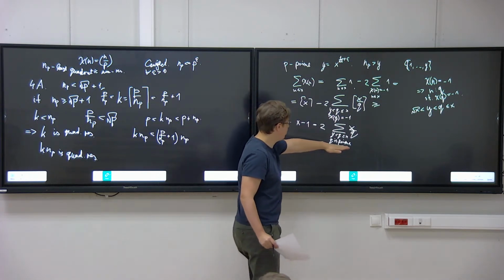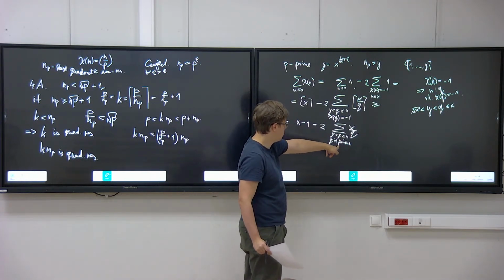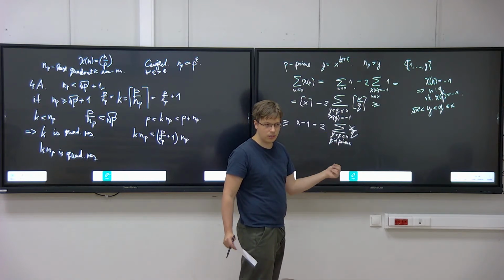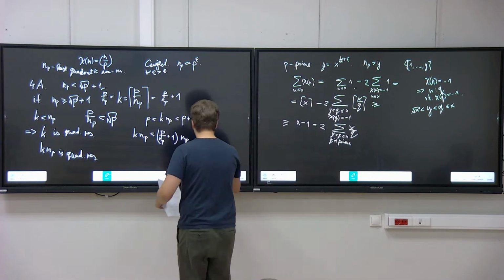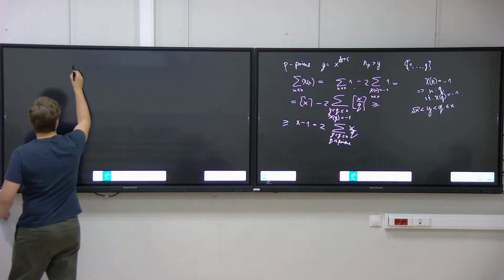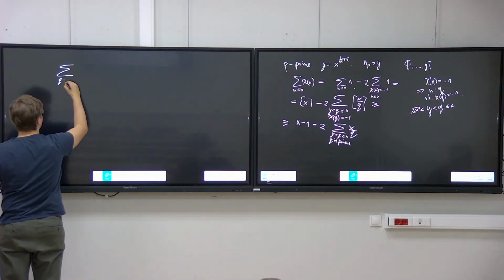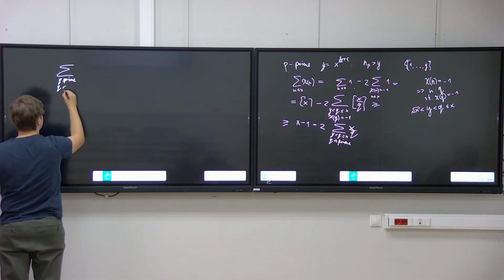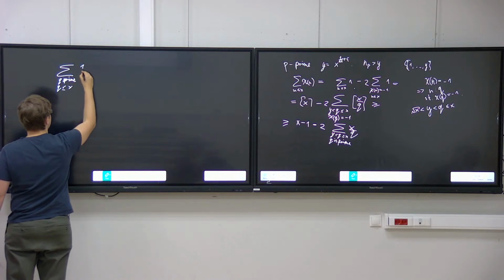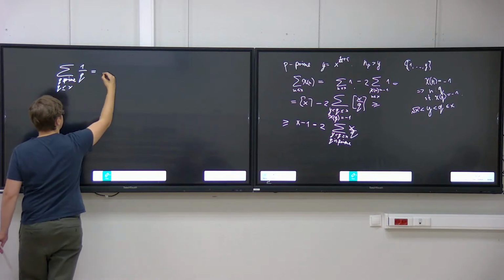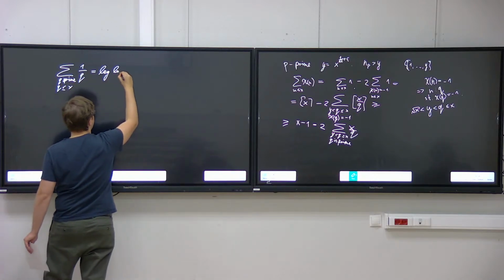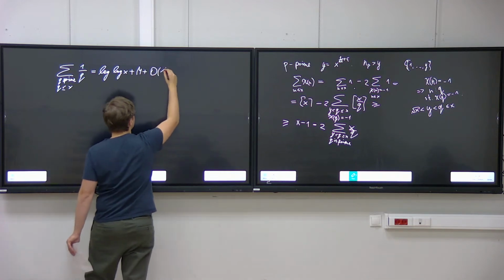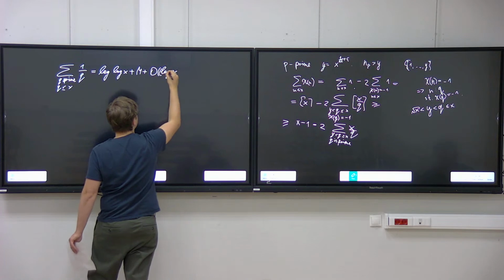And this we can compute. With the sum over primes of 1 over q, we know Mertens' theorem, yes? The sum over primes q less than or equal to x of 1 over q is equal to log log x plus the Mertens constant plus big O of log x to the power -1.